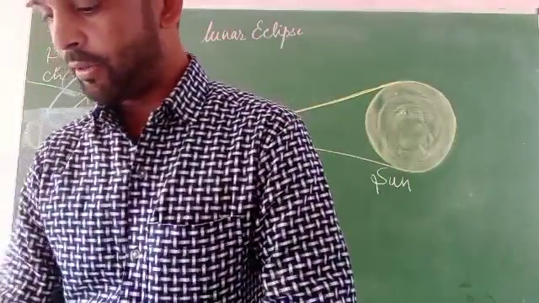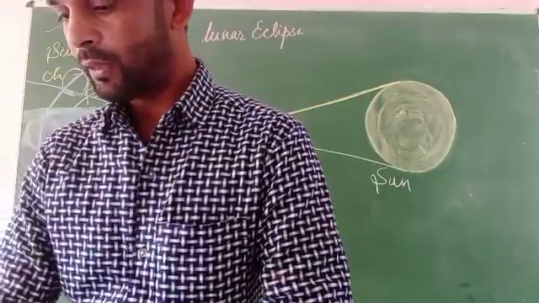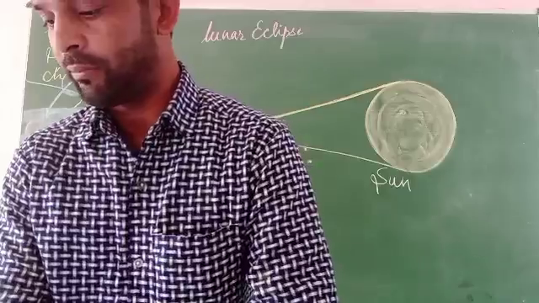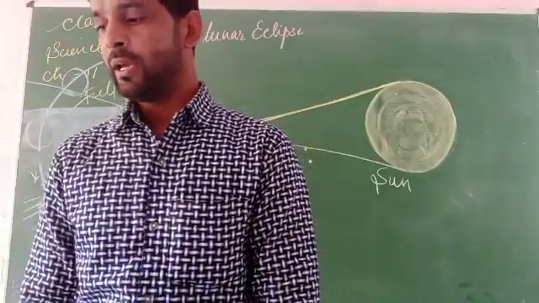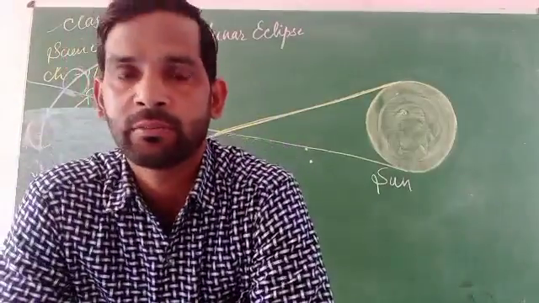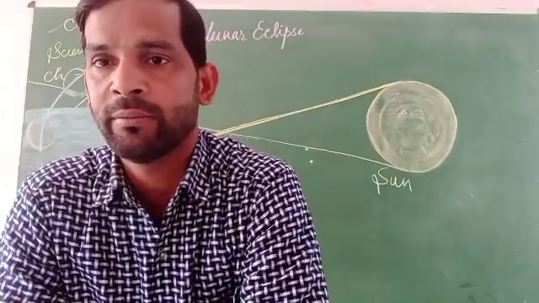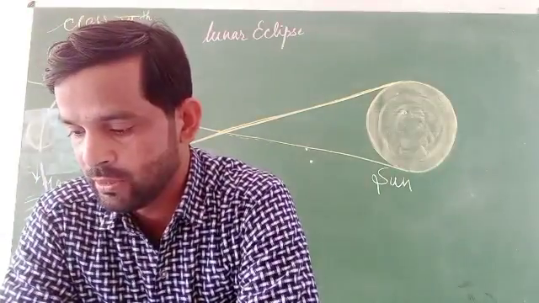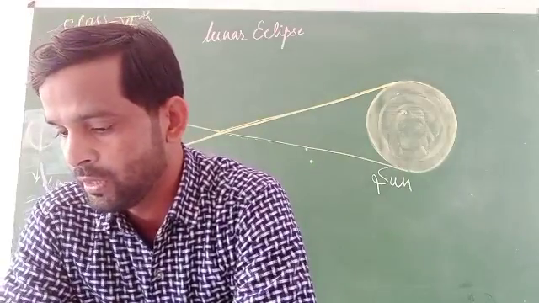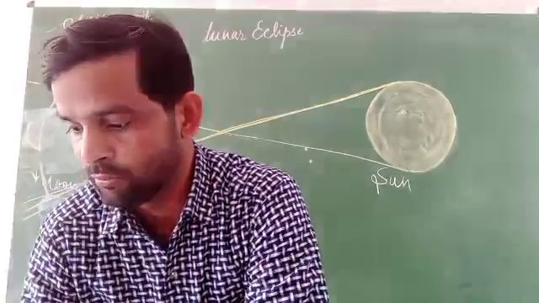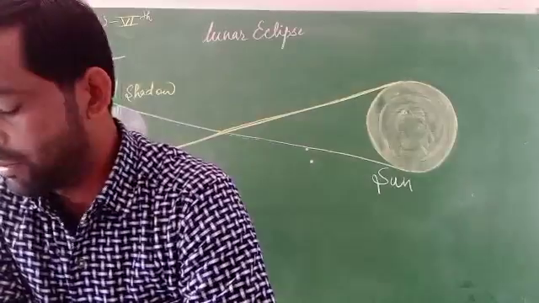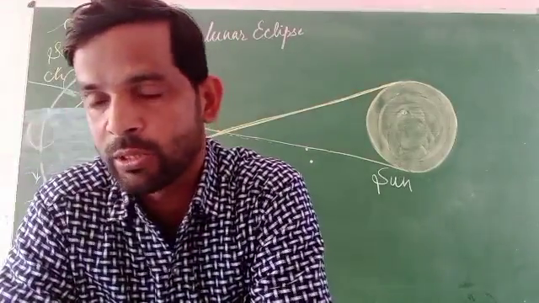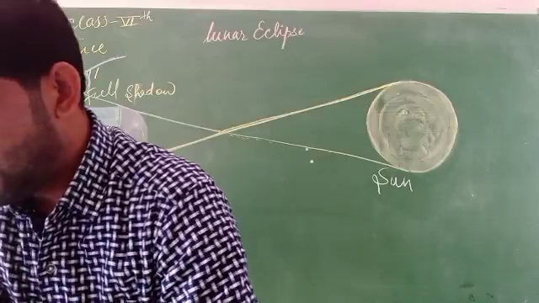There is another way we can say it: the moon does not disappear but appears reddish brown. At this stage the moon does not disappear but appears reddish, and moonlight does not reach the earth and it becomes dark. Thus the shadow of the earth on the moon causes a lunar eclipse.